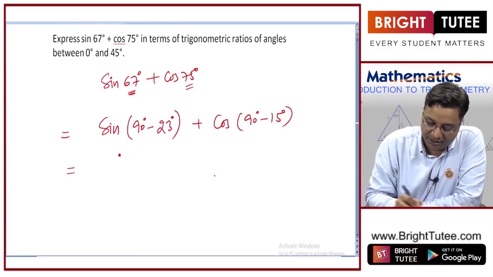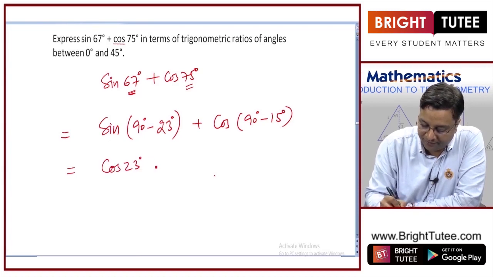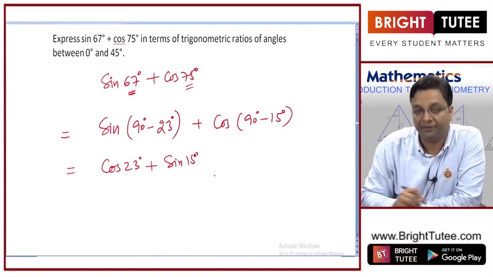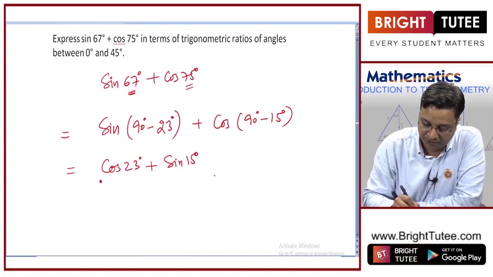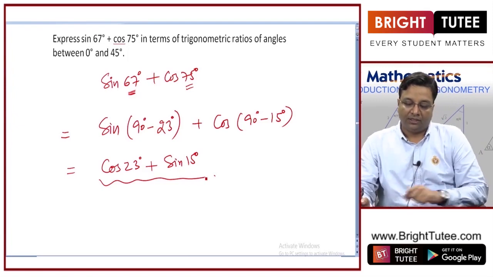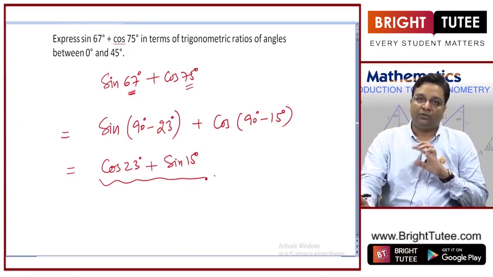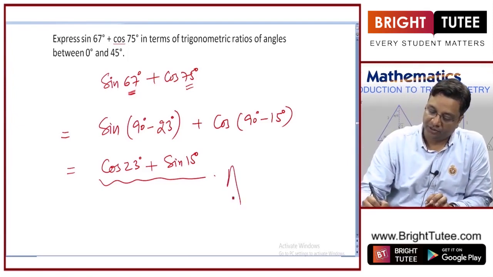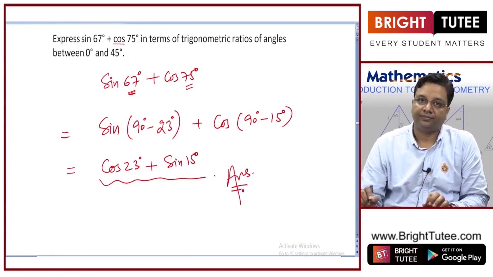So sin(90 minus theta) can be converted into cos theta, and cos(90 minus theta) can be converted into sin theta. So this is how you will show it in the range of 0 to 45 degrees in this question. So this is your answer.